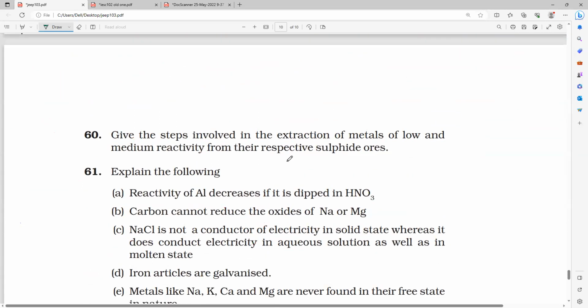Next question: give the steps involved in the extraction of metals of low as well as medium reactivity from their respective sulfide ores. So, low and medium. You can go directly to the textbook and solve this question. There are steps involved, and the flow chart will be there. Am I right or wrong? All of you? Yes, please. You can proceed with the flow chart.